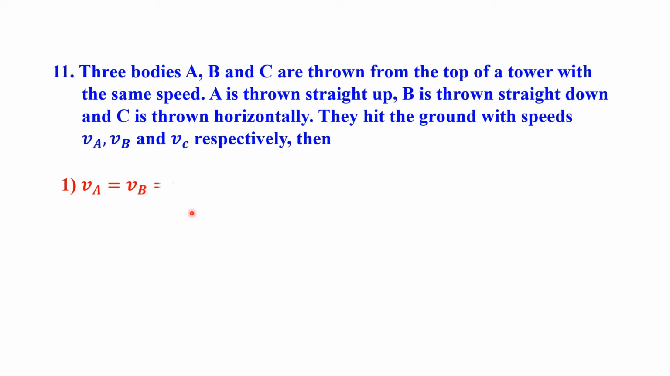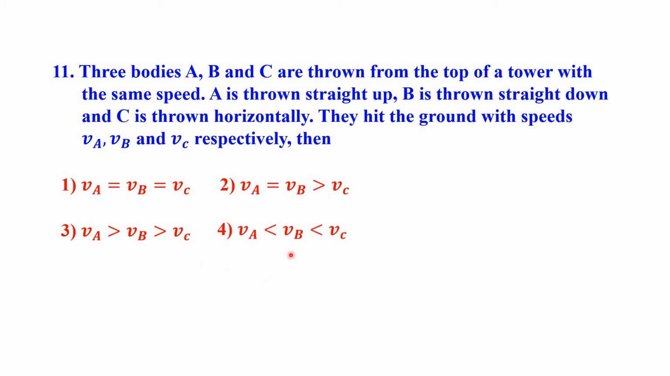Then VA is equal to VB is equal to VC. VA is equal to VB is greater than VC. VA is greater than VB is greater than VC. And VA is less than VB is less than VC. So they hit the ground with the speeds VA, VB and VC, equal speeds. Now let us go to the solution.